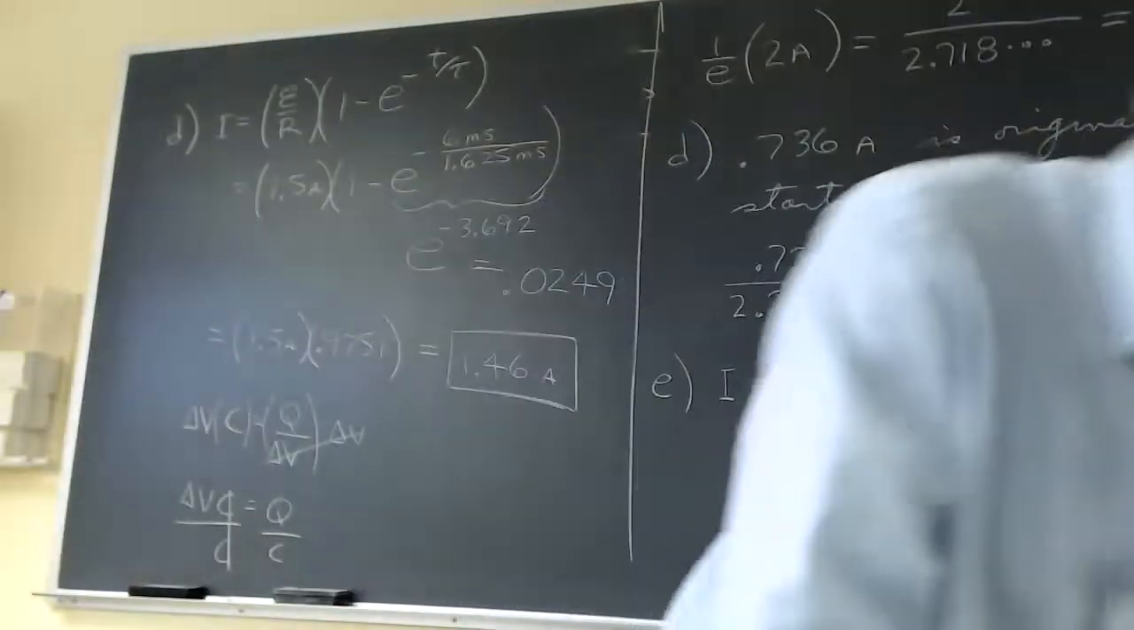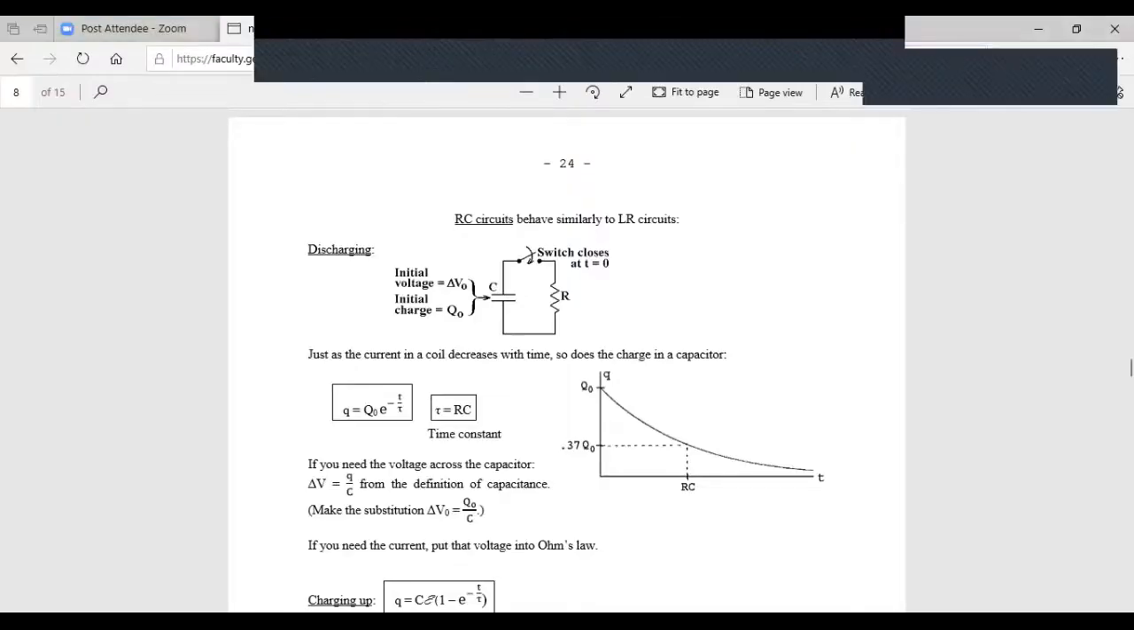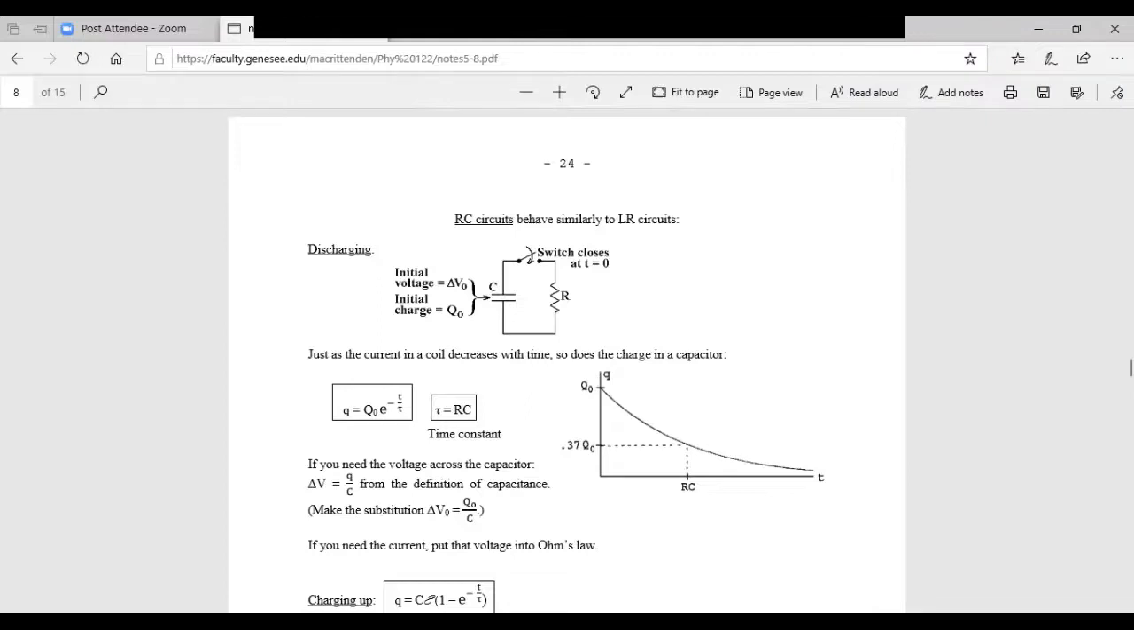So, back to what it says in the notes. Delta V equals Q over C from the definition of capacitance. So you can put the two formulas together. Now I'm just going to end up wanting to go back to the blackboard again. Let me erase this and make a little more space.